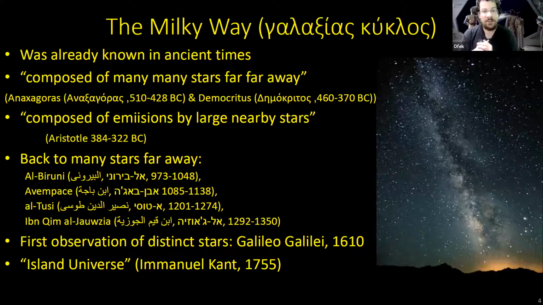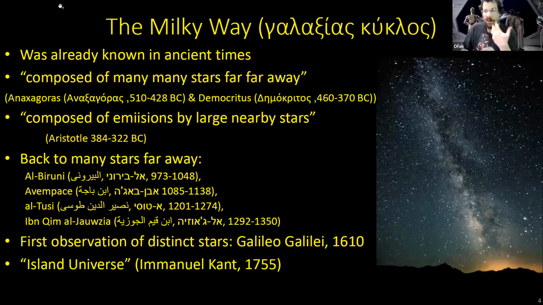There were many different opinions as to what it was, and some of them did already back then propose that it was indeed composed of many, many faraway stars. That is, the reason it looks like this thin veil in the sky is because there are so many stars that are so far away that their light gets blurred into each other and we can't tell the individual ones apart. But this notion that it is composed of many, many individual stars, which today we know to be true, was already raised by Anaxagoras and Democritus as early as the 5th century before the Common Era.